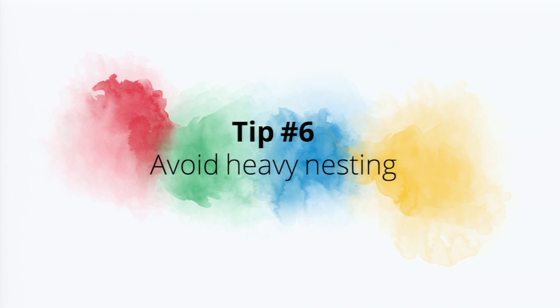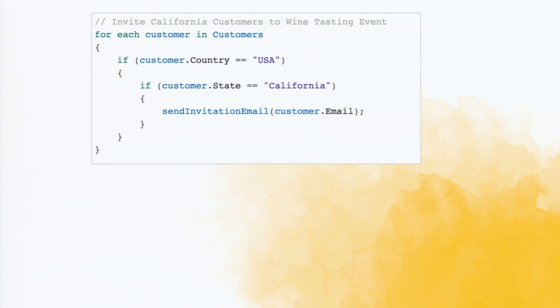Tip number 6, avoid heavy nesting. Okay, what is nesting, by the way? See this piece of code. Here, inside that for loop, there are 2 ifs, right? So it's an if inside an if. If you write a statement inside another statement, it is called a nested one. So here I have written a nested if statement.